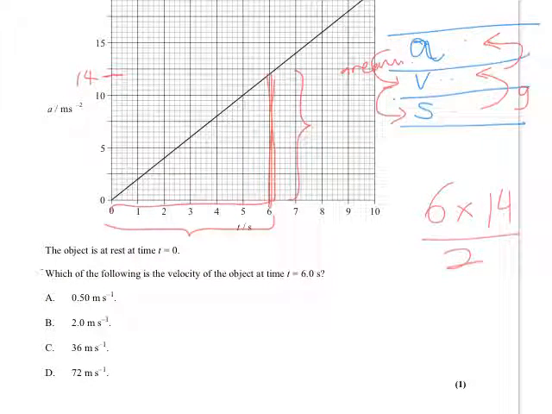But hang on a minute, that answer is not in the options. So what you have to do in this case is take the closest one. So the closest one would be 36.